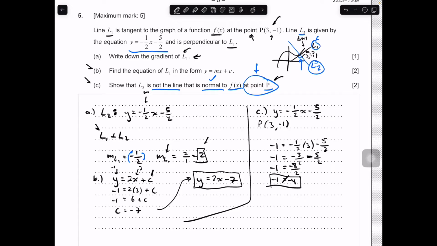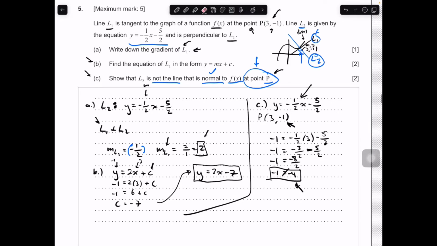So it can't be normal to the line. Although it's perpendicular to L1, it's not at the point P. We substitute the values in for x and y into this equation, and we find we get a contradiction. Every point that we substitute into some equation should balance if it is on the line, if it satisfies this equation, and it doesn't in this case.